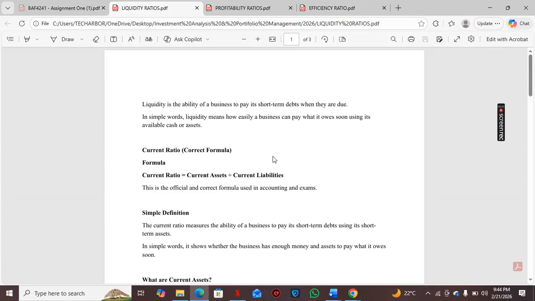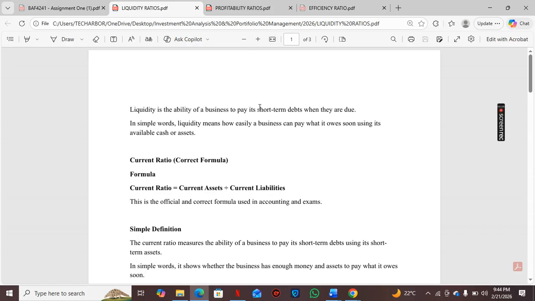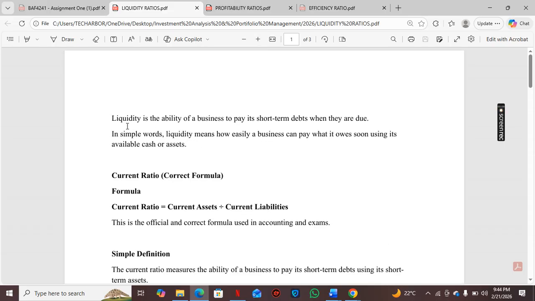Liquidity is the ability of a business to pay its short-term debts when they are due. It's all about converting your current assets into physical cash so that you can pay for these debts, like your inventory, your trade receivables, even financial securities. How do you usually convert them into cash so that you can pay for these short-term liabilities?